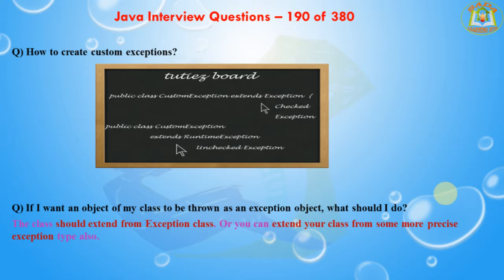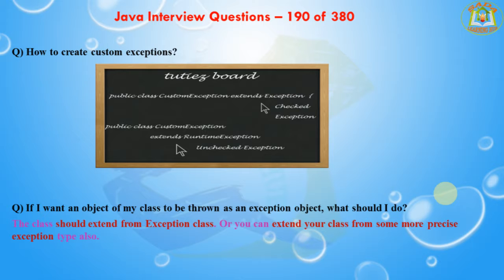The class should extend from an exception class, or you can extend your class from some more precise exception type also. If you want an object of my class to be thrown as an exception object, you can extend from the exception class, or you can extend your class from some more precise exception type also.